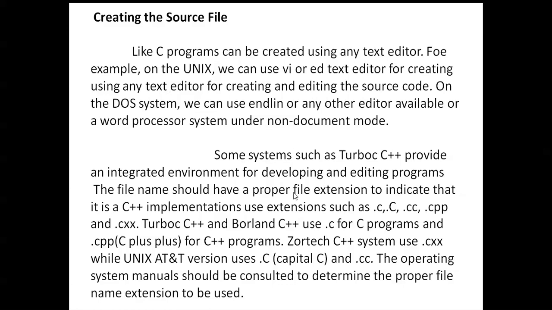Okay, the file name should have a proper file extension to indicate that it is a C++ implementation. Use extensions such as .C, .cc, .cpp, and .cxx. Turbo C++ and Borland C++ use .c for C programs and .cpp for C++ programs. Zortech C++ system uses .cxx, while the Unix AT&T version uses .C, capital C, and .cc. The operating system manual should be consulted to determine the proper file name extension to give.